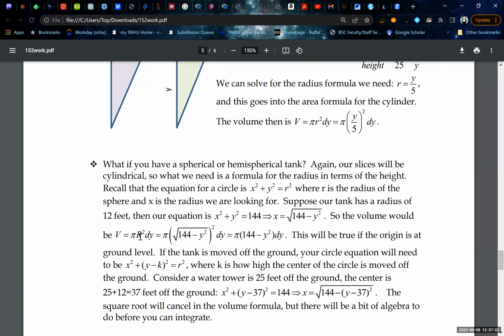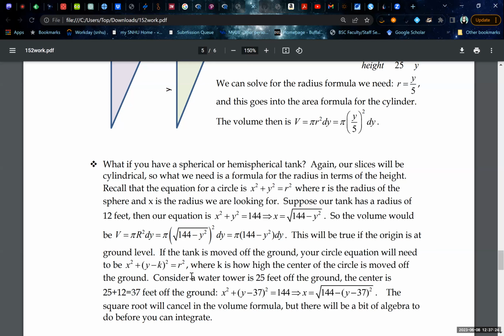And so then we would plug in the square root into our r for our cross-sectional area, and our volume component would then be pi times 144 minus y squared. The square in the cross-sectional area and the square root cancel each other out.